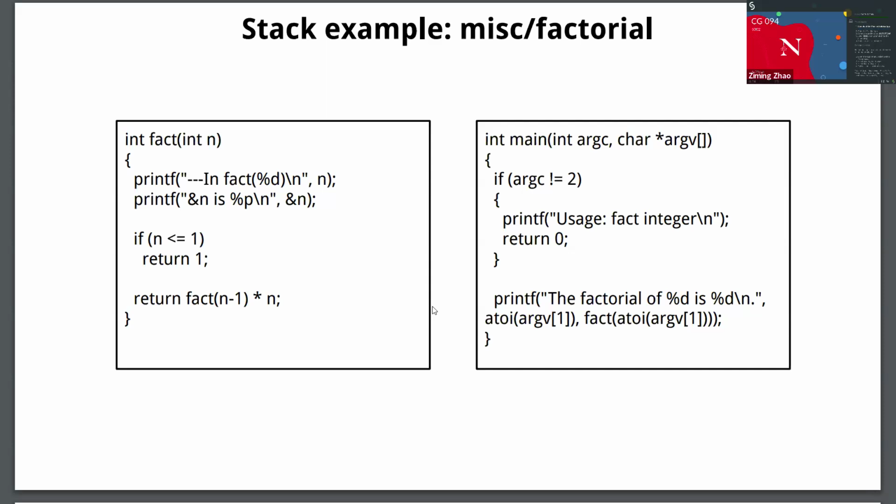So the main function takes 2 arguments. In this case, the first one is an integer, and the other one is an array of pointers, basically strings. Not only one string, multiple strings. So this is actually the command line arguments we talked about earlier.